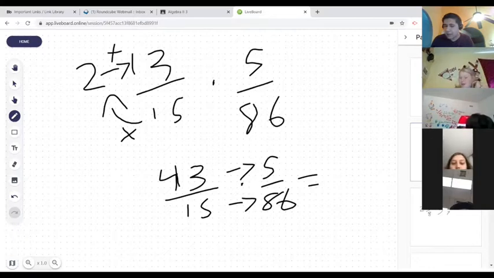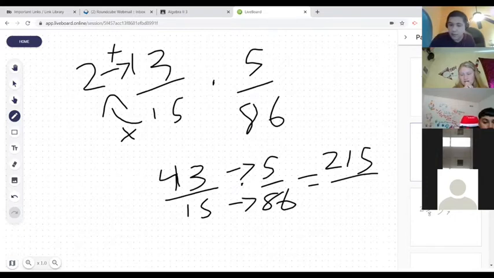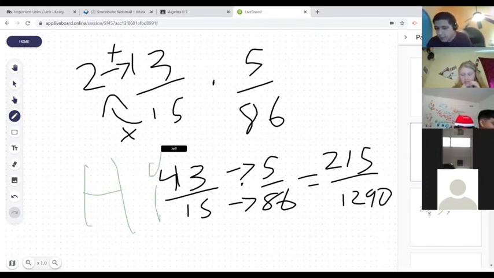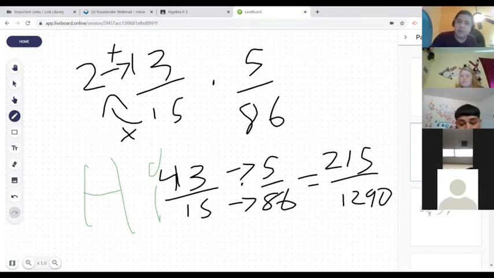That's a big number. I got it. 215 over 840, I see 1290, right? 15 times 86 is 1290. And actually, this simplifies to 1 over 6.